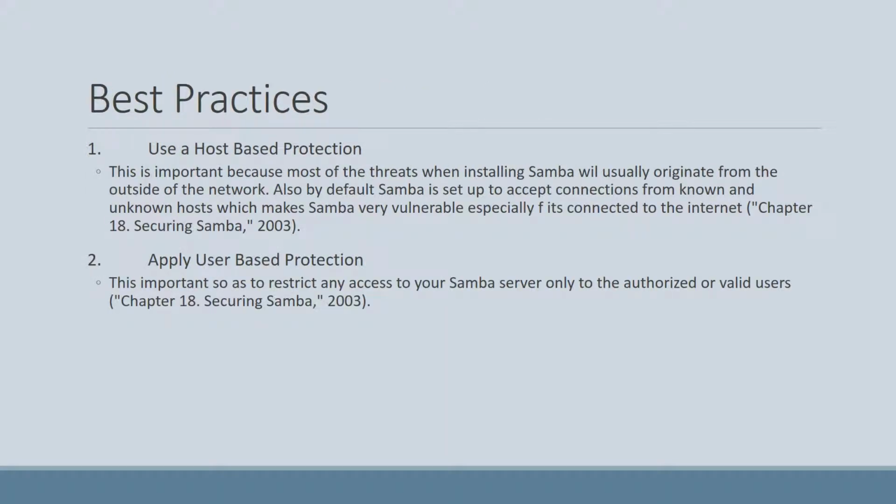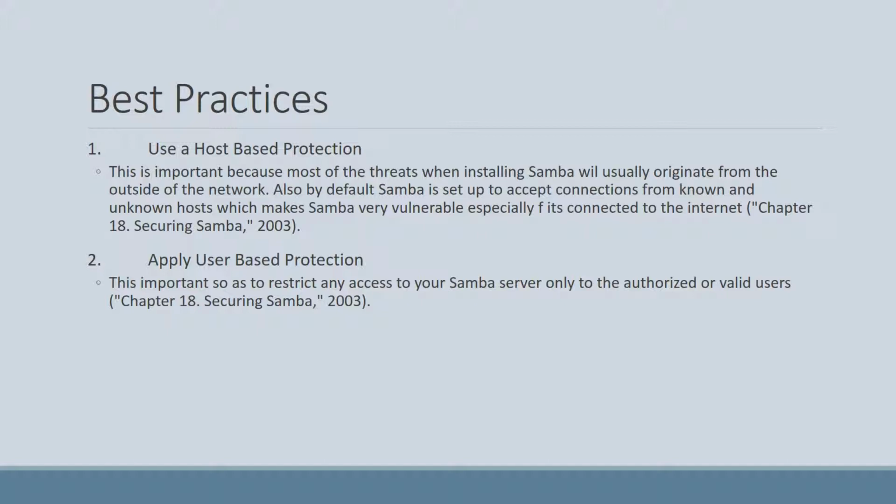Some of the best practices for Samba. Practice number one: you can apply user-based and host-based protection. In many installations of Samba, the greatest threat comes from outside of your immediate network. By default, Samba accepts connections from any host, which means that if you run an insecure version of Samba on a host that is directly connected to the internet, you can be especially vulnerable. So you can institute user-based and host-based protection to protect your system.